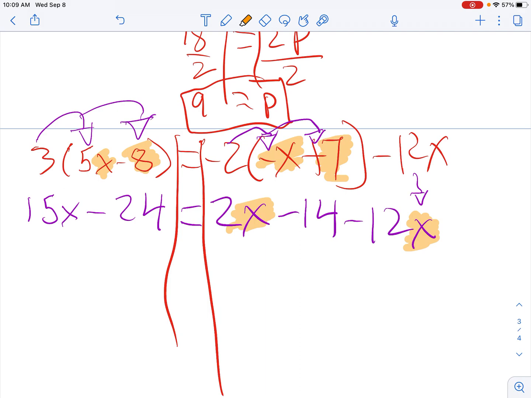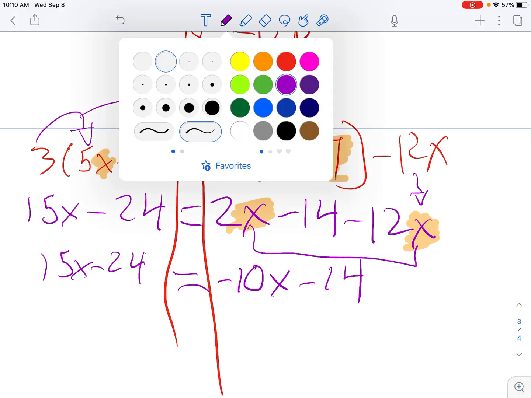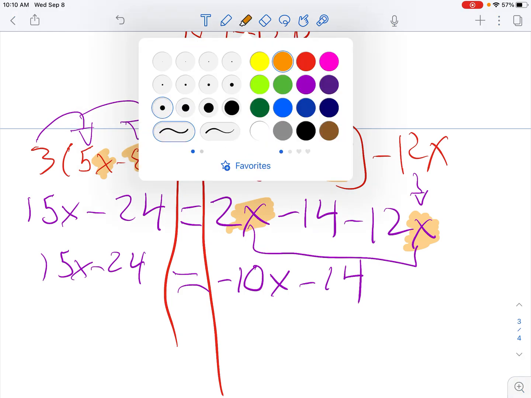So now I'm looking for like terms. And again, I want to stick on the same side of the equal sign first. And I see I do have some like terms. So I'm actually going to combine these two. I'm going to keep everything the same on the left. Again, do one step at a time. Don't do too much. Positive 2x take away 12x is going to give me negative 10x. And I haven't done anything with the 14 yet.